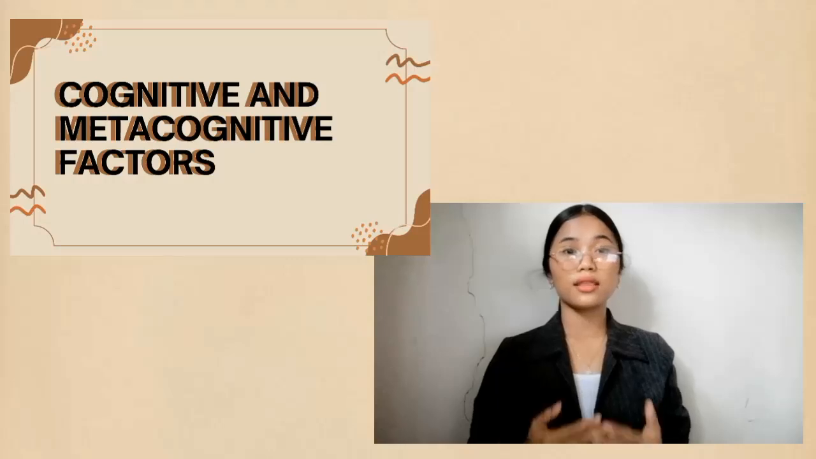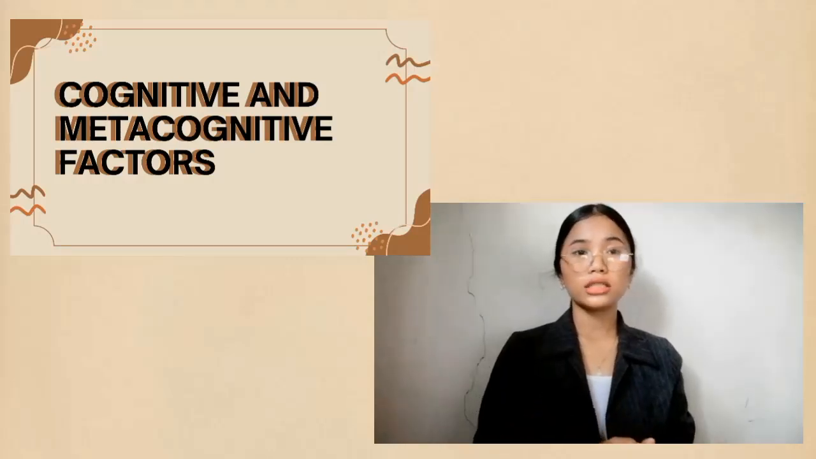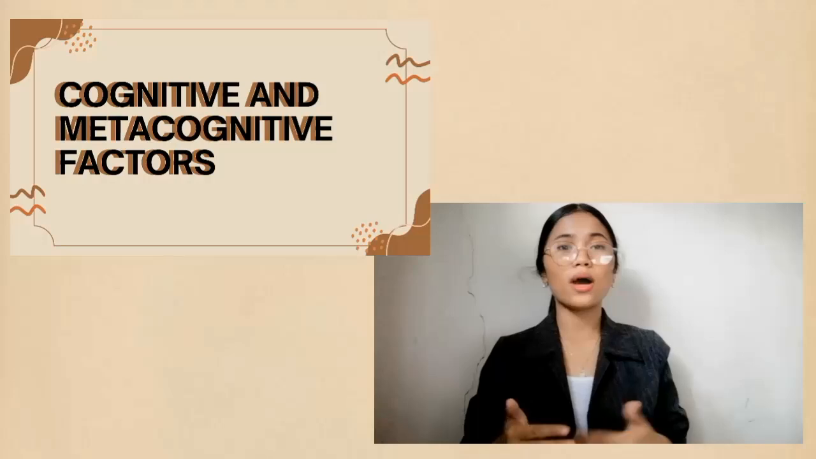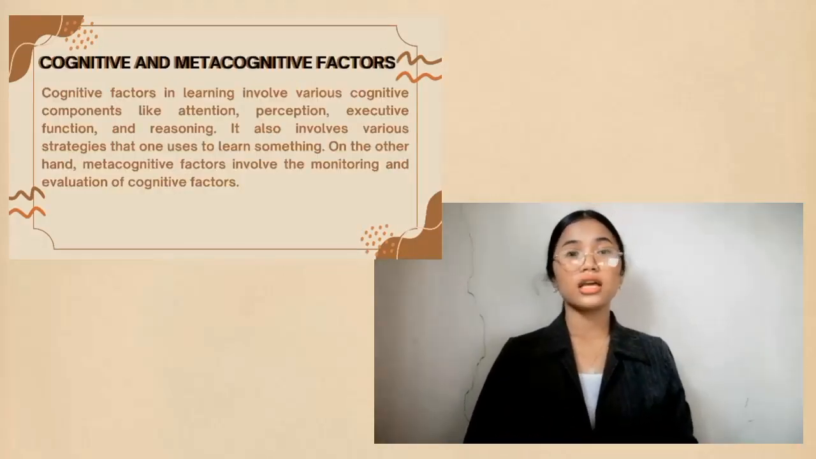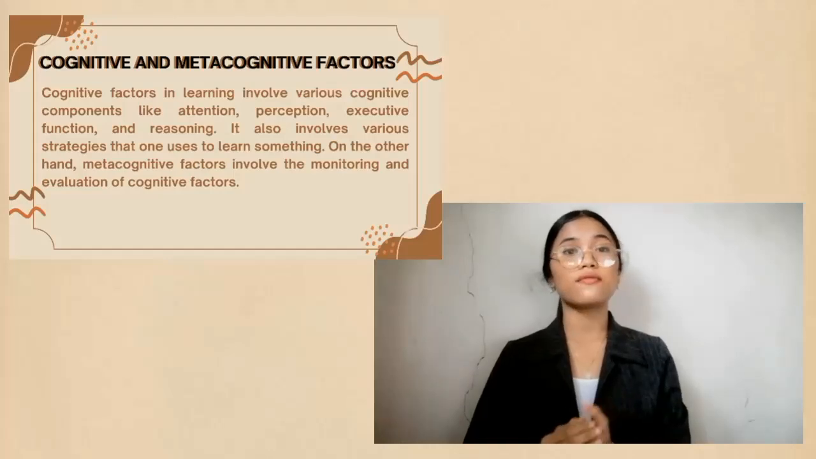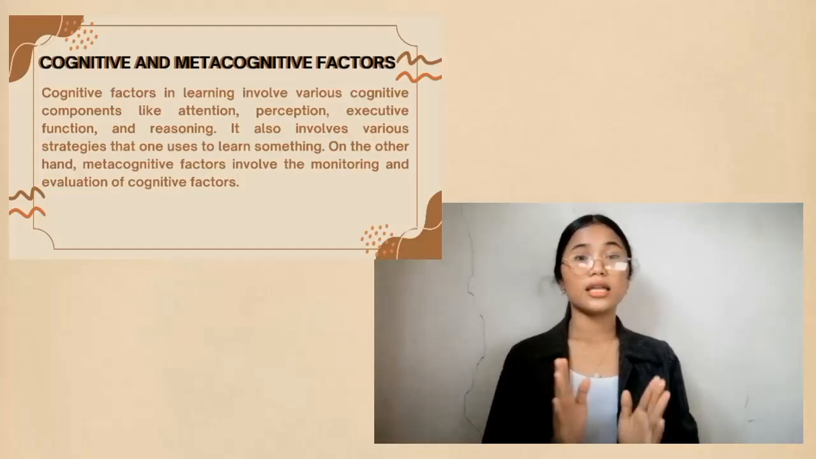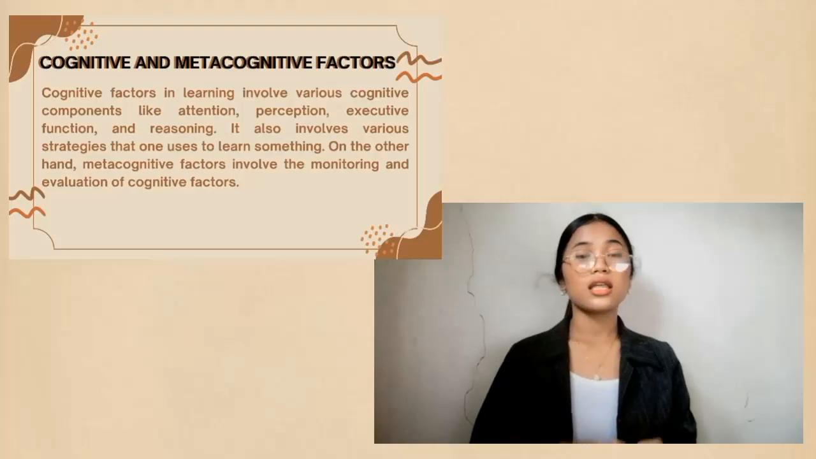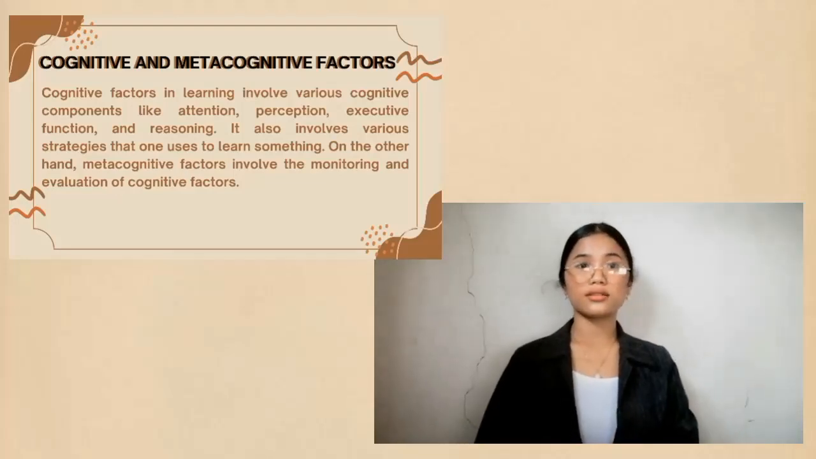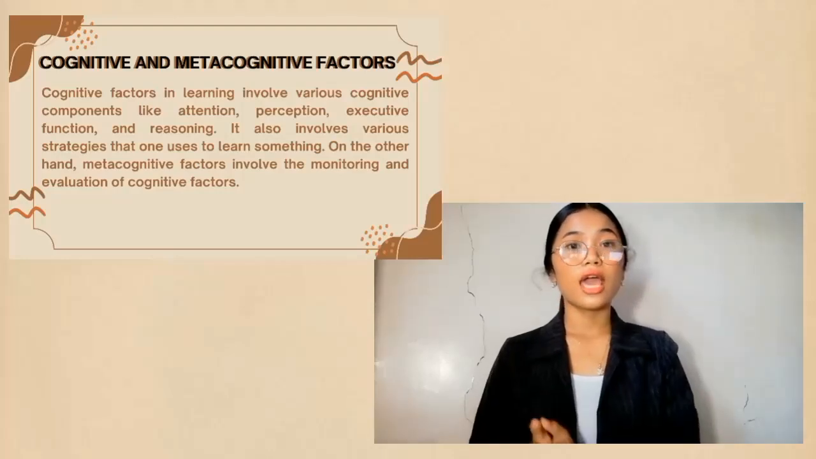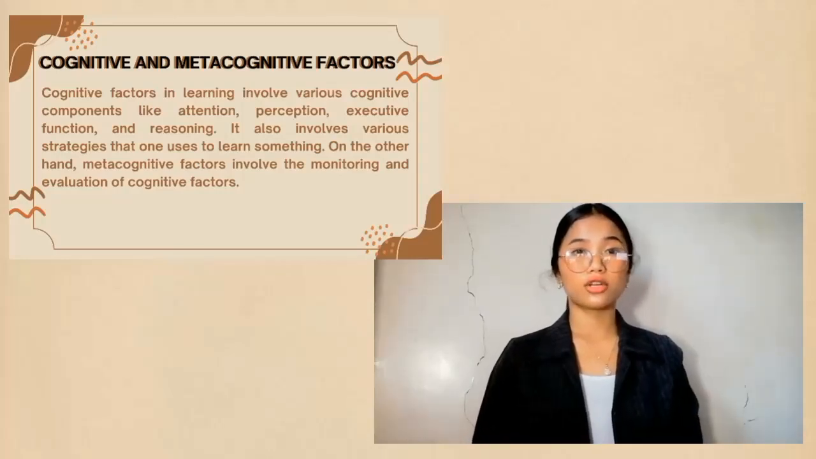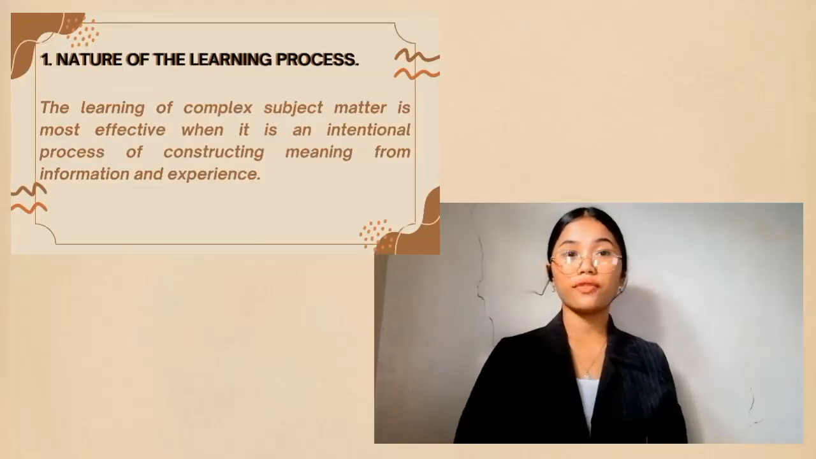So let's start with my topic that is all about cognitive and metacognitive factors. So what are cognitive and metacognitive factors? Cognitive factors in learning involve various cognitive components like attention, perception, executive function, and reasoning. It also involves various strategies that one uses to learn something. On the other hand, the metacognitive factors involve monitoring and evaluation of cognitive factors. So let's move to the nature of the learning process.